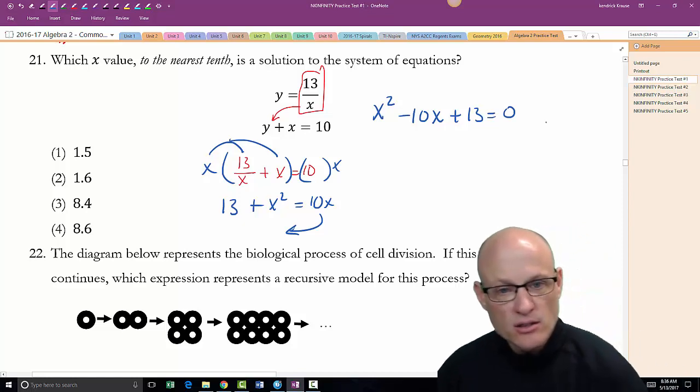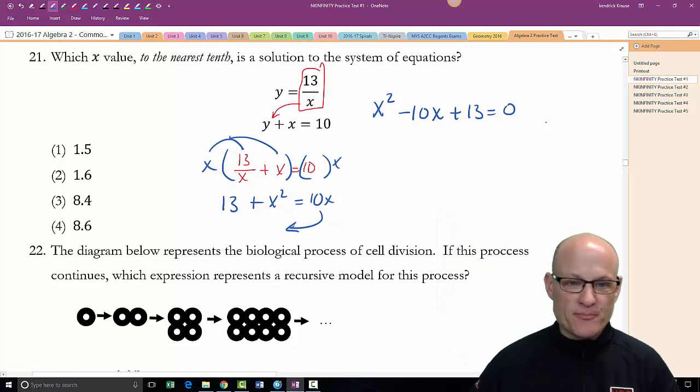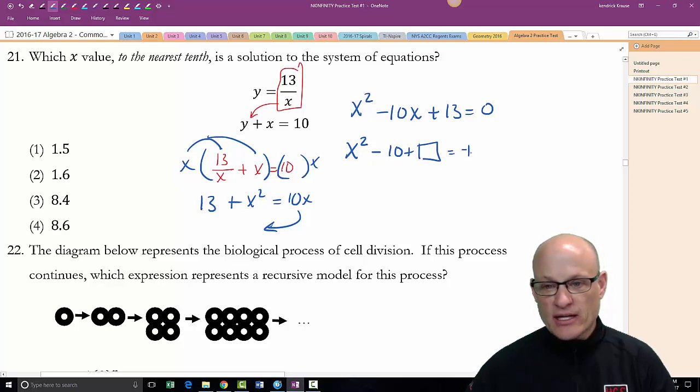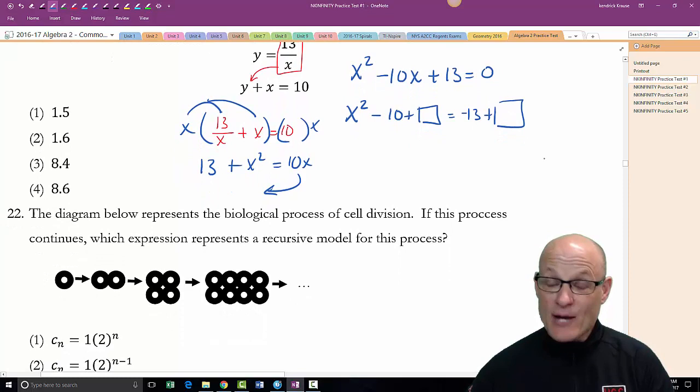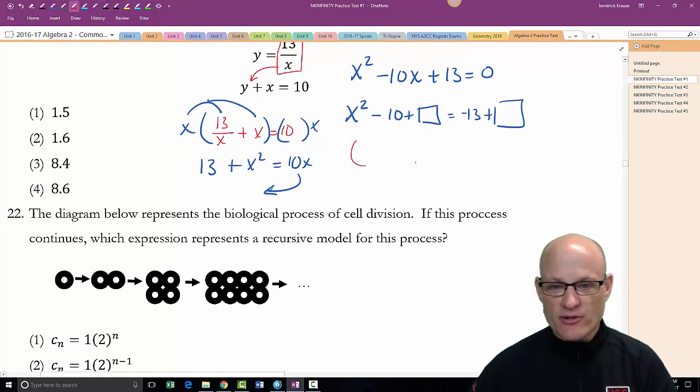Wow. That's not nice. By the way, I'm going to do this two different ways. I guess I'll do quadratic formula. I'm going to do completing the square. x squared minus 10x plus square equals negative 13 plus square. This is not, by the way, how I would do this problem if I was doing it on my own. I'll show you in a second how I do that.